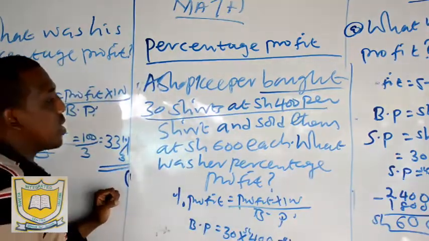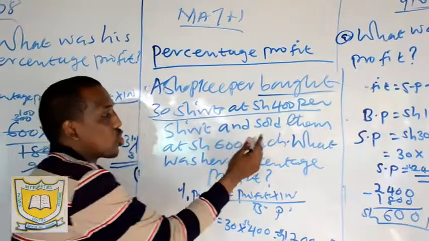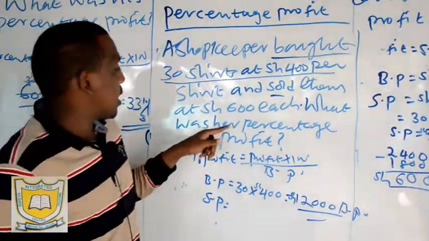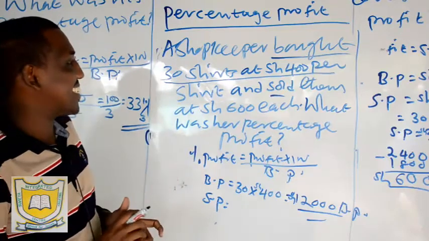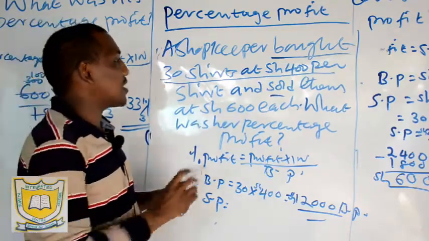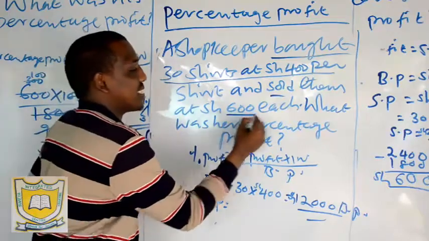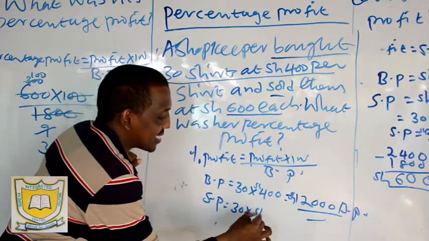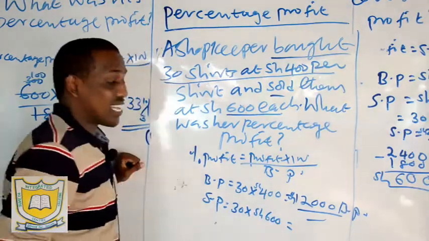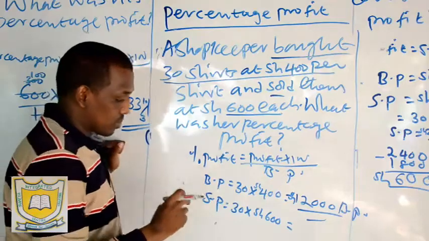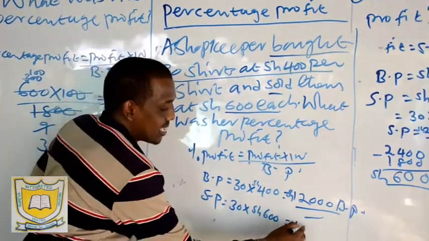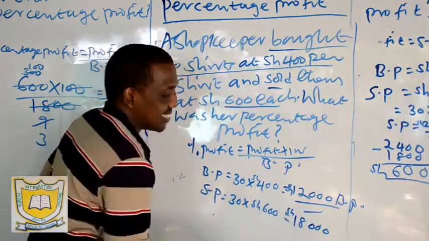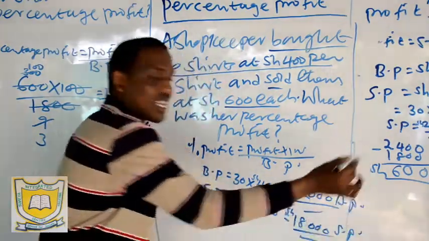You put it somewhere. So you are told, and later sold them. Sold means selling price. So later sold them at shillings 600 each. How many shirts were there? 30. He sold them at shillings 600 each. So we say 30 shirts times shillings 600 each. The selling price must be more because we are looking for profit. So 3 times 6 is 18. Then 1, 2, 3 zeros. So we get shillings 18,000. This is the selling price now.